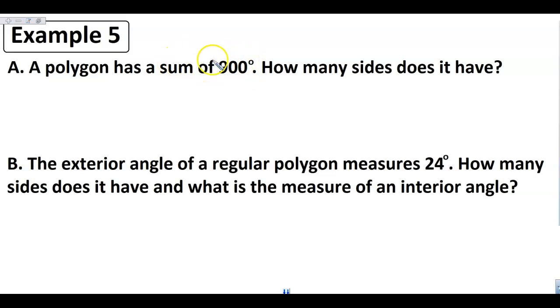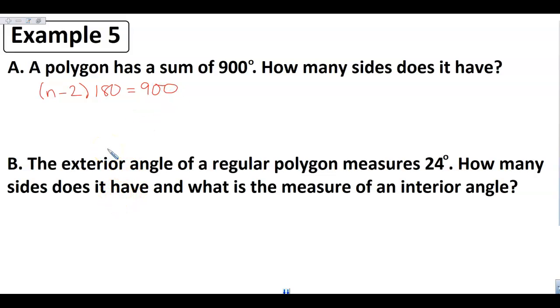We know this is interior because exteriors add to 360. So it doesn't really have to say that this is interior, though it kind of should. But we know that if it's anything that's not 360, it has to be interior angles because exterior is only out of 360. So our interior angle formula is n minus 2 times 180. So we know that when we do that, we're going to get 900 degrees.